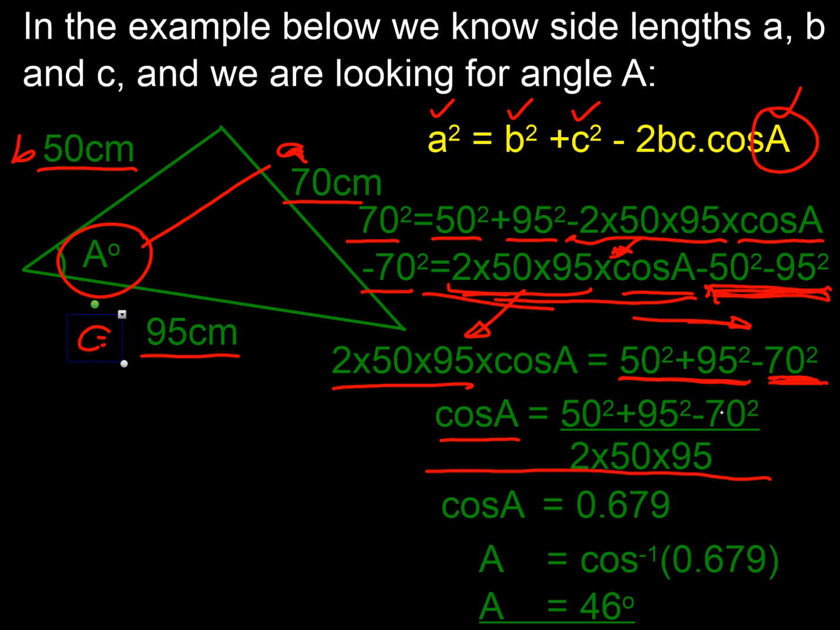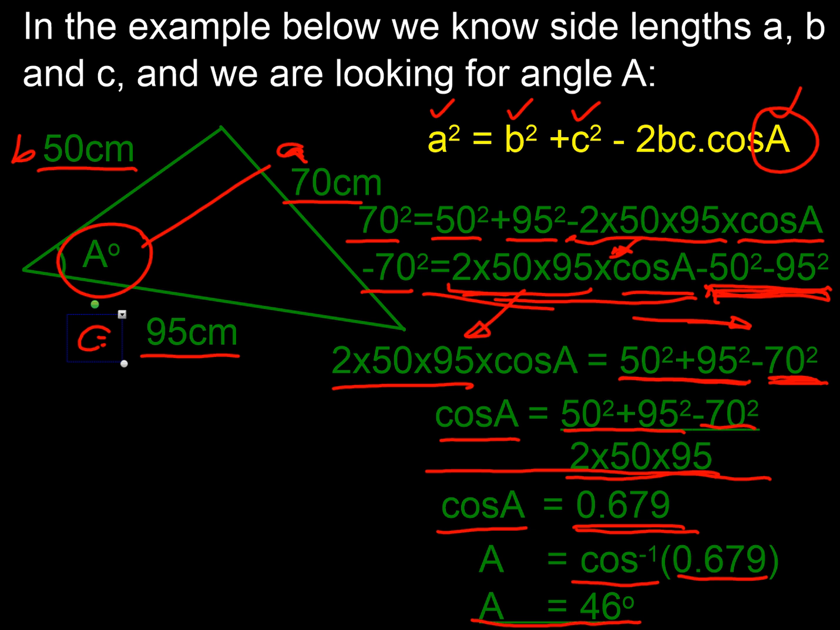So cos A on its own is 50 squared plus 95 squared, take away the 70 squared, which is the other side, divided by 2 times 50 times 95, which gives us 0.67. As I said in the previous video, in the old days we'd have had to go to some tables and look at what that ratio related to, knowing that's cos of angle A. But now in our calculator we can just do inverse cos, or cos minus 1, of that value, and it will tell us immediately that we've got 46 degrees for the value.